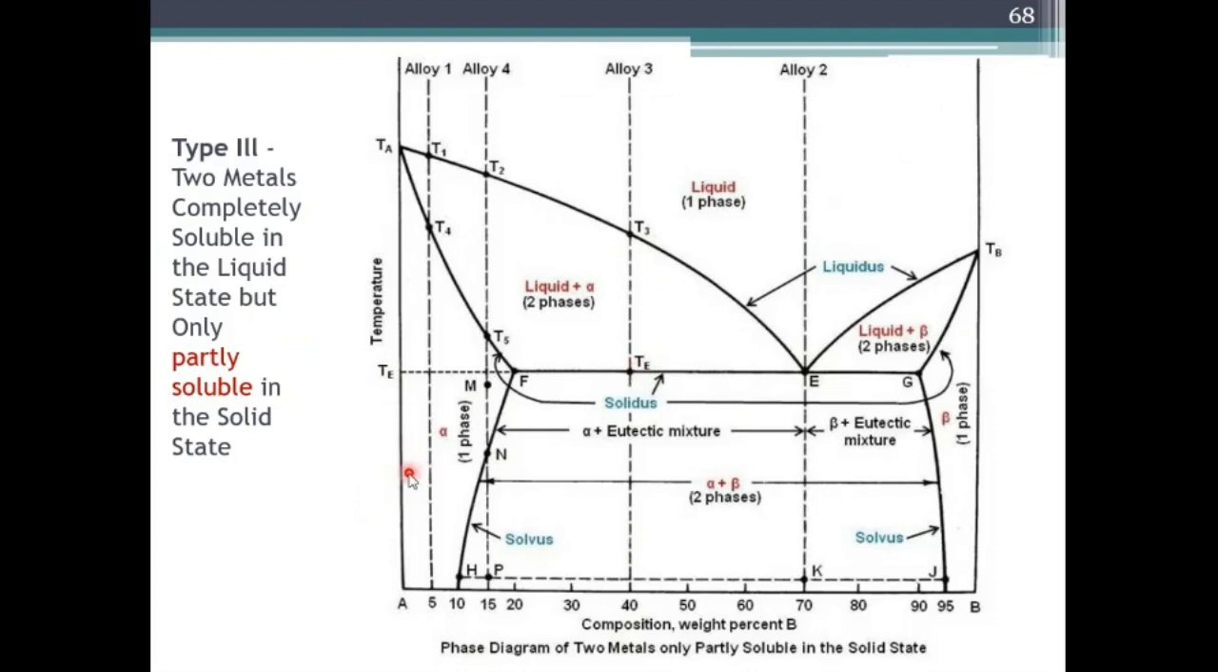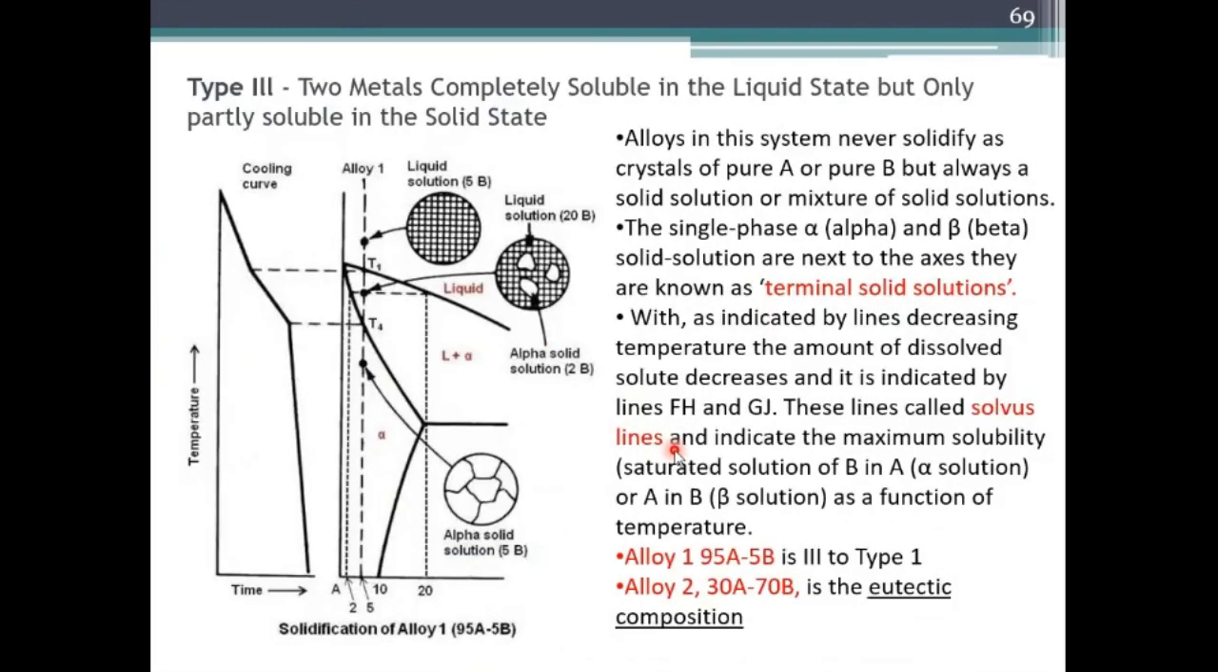For example, if you take a temperature here, if you want to meet at 40 percentage of B, it will be having both alpha plus beta phase, and also alpha plus eutectic mixture will be there. So this is about two metals which are completely soluble in liquid state, but only partly soluble in the solid state.